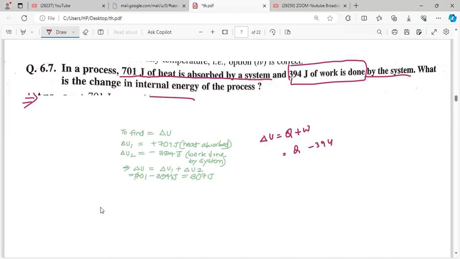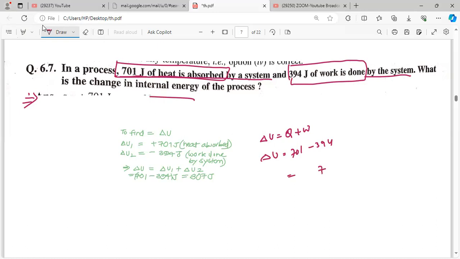What will be the change in internal energy? So they are asking for internal energy here, right? So heat absorbed is positive. So it will be 701. Delta U they are asking. So you can solve now.